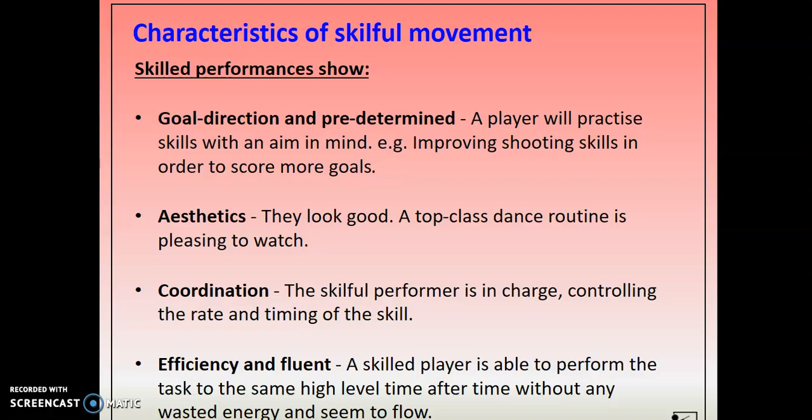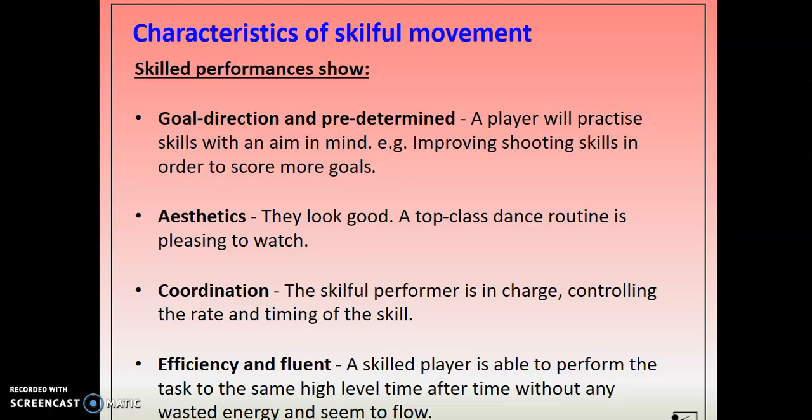It wasn't very coordinated. Efficiency and fluency. So a skill needs to be able to be performed over and over again to the same high level. You know, that's how we determine what a really skilled performance is. Something where nobody's wasted any energy and it just seems to flow and it all fits together and it's executed perfectly, for example. So this is just, like I said, ways to describe all types of motor skill when we're looking specifically at sport and physical activity.